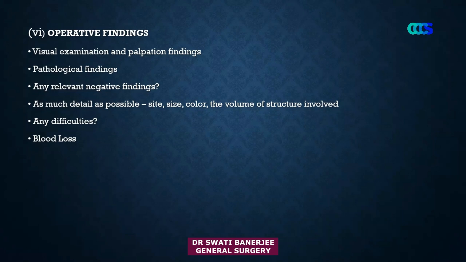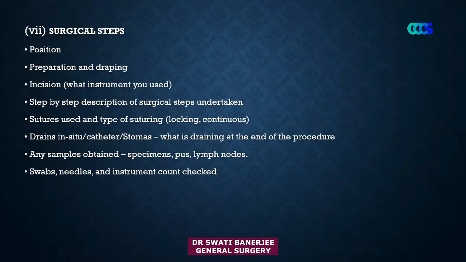What is the amount of the blood loss? These are all the operative findings which need to be documented in detail. Then the surgical steps. You should never do a shortcut in writing the surgical steps. You start with the position of the patient. If the patient was put in a supine position or a prone position or was in a Trendelenburg, reverse Trendelenburg position, whatever it was, the part preparation and the draping.